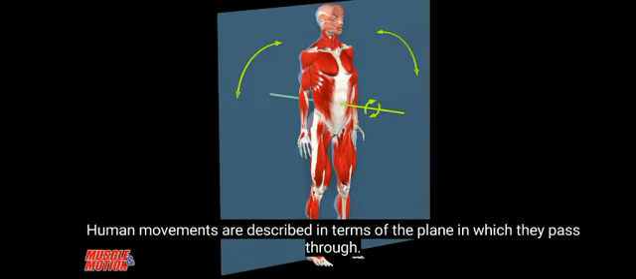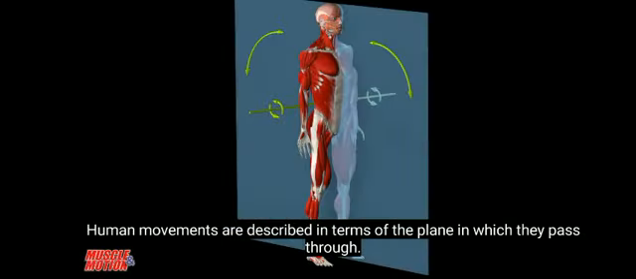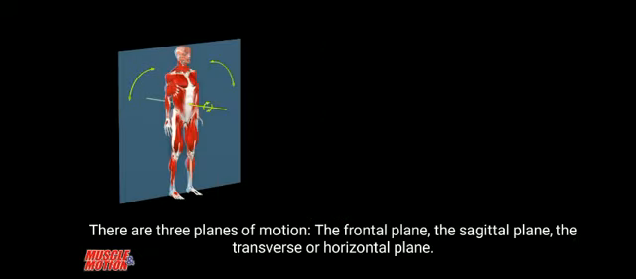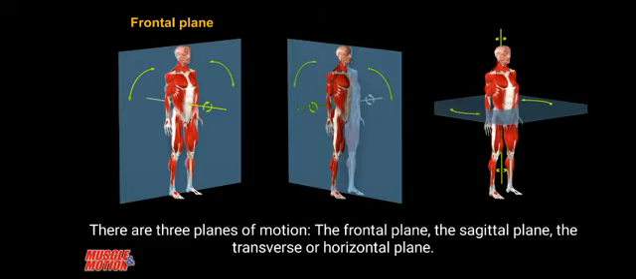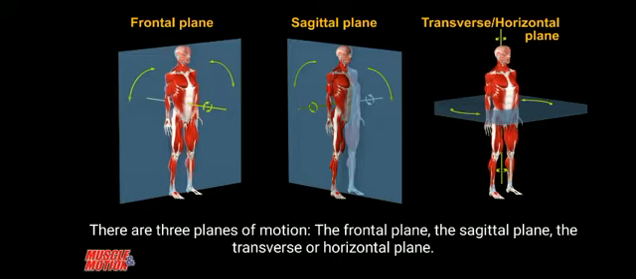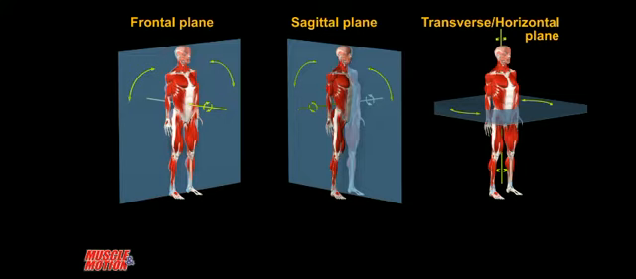Human movements are described in terms of the plane in which they pass through. There are three planes of motion: the frontal plane, the sagittal plane, the transverse or horizontal plane.